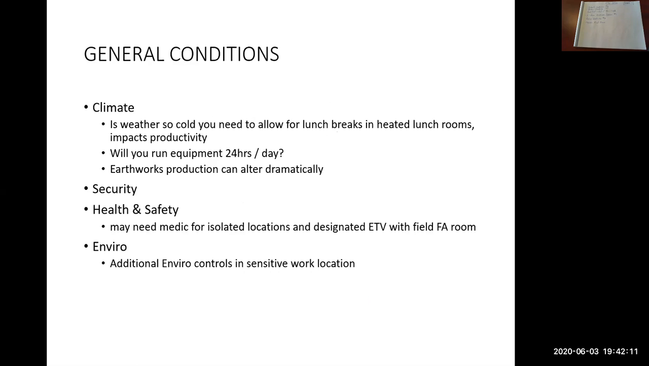Climate: is the weather so cold you need to allow for lunch breaks in heated lunchrooms? If so, this of course impacts productivity. The colder people are, the slower they work. Containment berm: typically you can't use earth. If you think about gas, it's going to soak into the dirt. You need to have some type of liner so that the gas or the diesel won't leach into the ground.